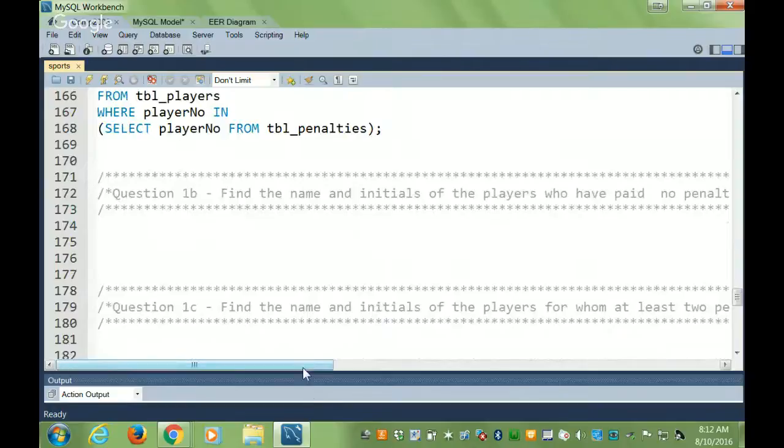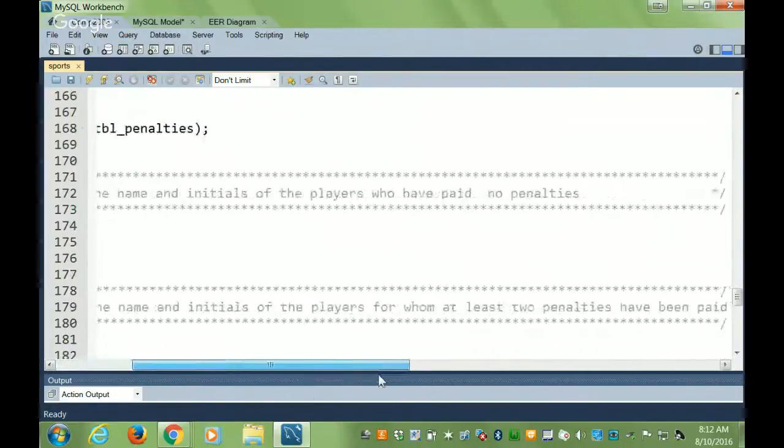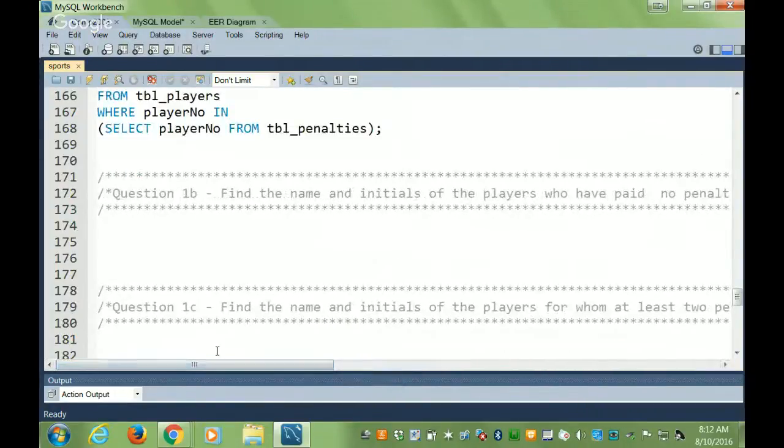Let's look at the next one, which says find the name and initials of the players who have paid no penalties. So now it's the opposite. I want no penalties. As soon as you see the word no, think of outer joins. So something that's present here, but not here. Now I can't do an inner join here because when I say no, it's not an inner join. Inner join is always trying to join two tables on something. That's what we do. So the penalties table and the players table have to be joined to find out who paid penalties.